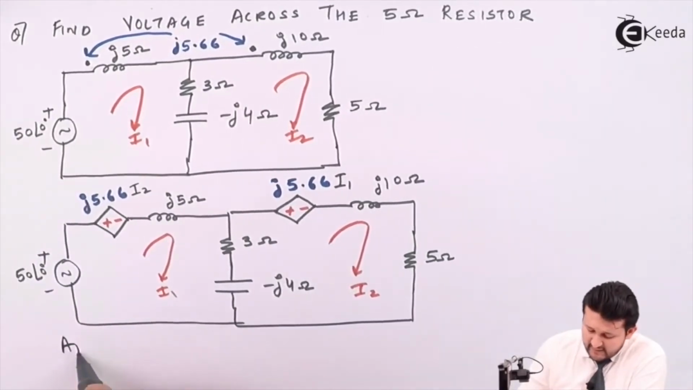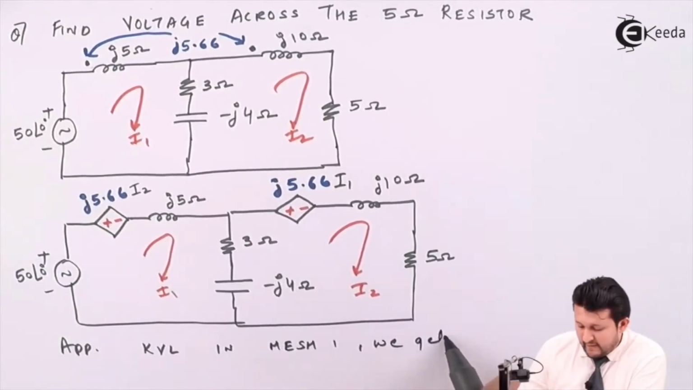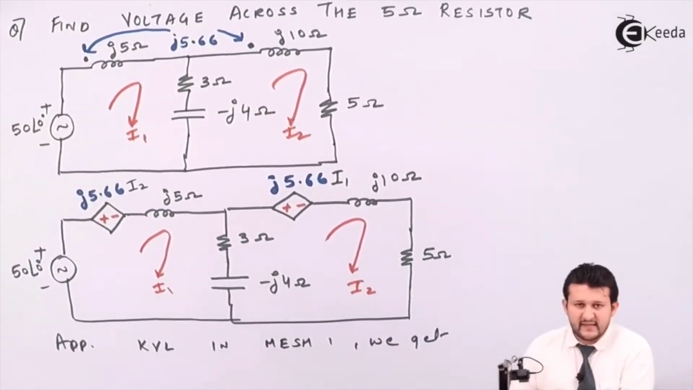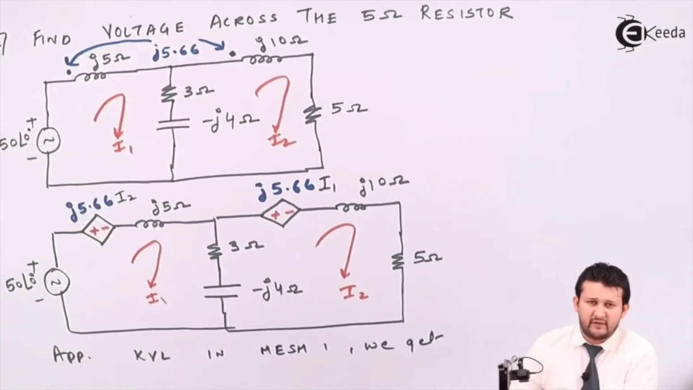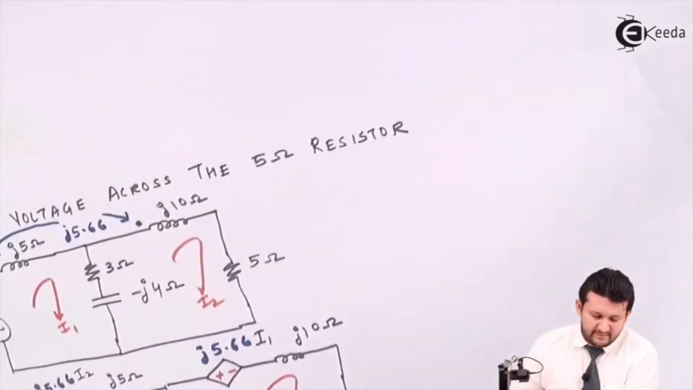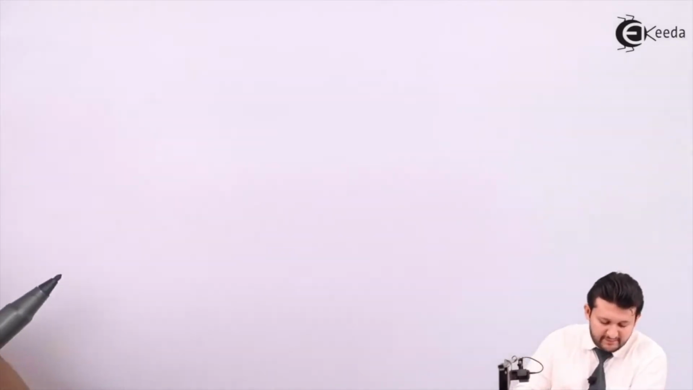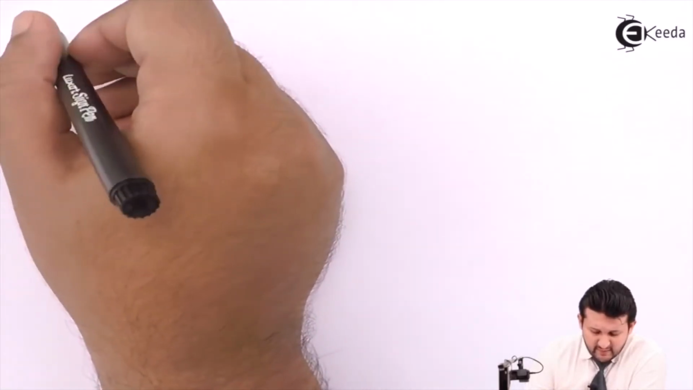So let's apply the KVL in the above meshes. First, applying KVL in mesh 1, we get... Make sure you have drawn this diagram in your notebook so that the further explanation will be much easier for you, because the diagram won't be repeated. So now let's write the KVL equation for the above mesh.